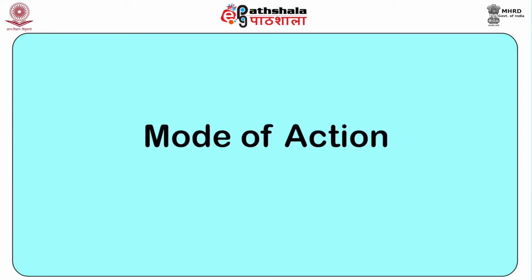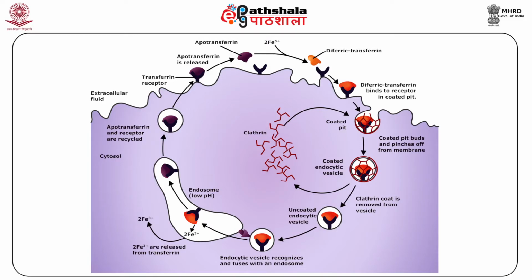Mode of action. How does this transferrin work? Iron enters into the cells by receptor-mediated endocytosis in the form of monoferric and diferric transferrin, shown in the figure. So what happens is, first of all, the iron-loaded transferrin binds to the receptors present on the outer surface of the plasma membrane. Subsequently, transferrin is internalized via invagination of clathrin-coated pits followed by development of endocytic vesicles.